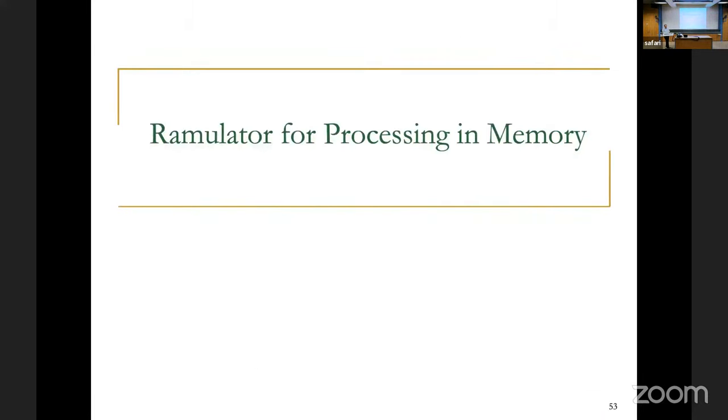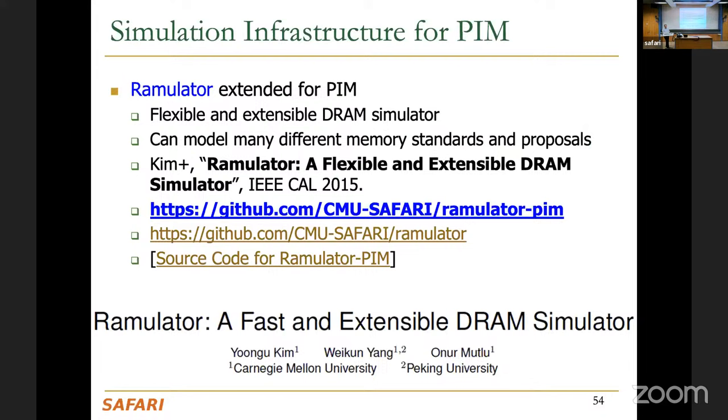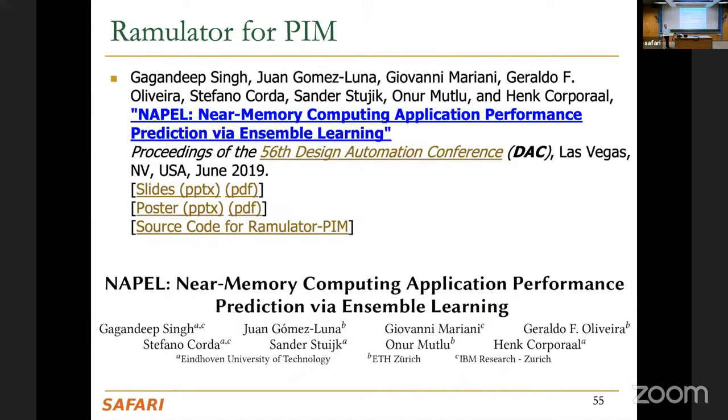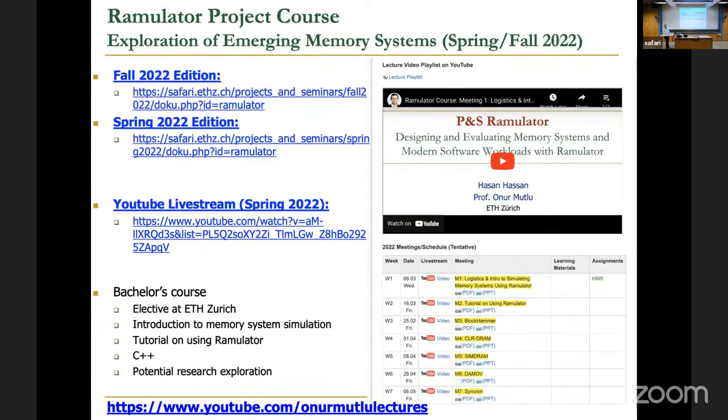We also use Ramulator for processing-in-memory a lot. The first one was where we extended Ramulator for PIM. Ramulator is a flexible and extensible DRAM simulator, so we can model many different memory standards and proposals, but we also combine it with PIM extensibility. Basically, we apply PIM on Ramulator. This is the paper, Ramulator for PIM, from Gagan and Nabeel. You can take a look at this paper if you're interested. And this is again the PNS course that we have for Ramulator.